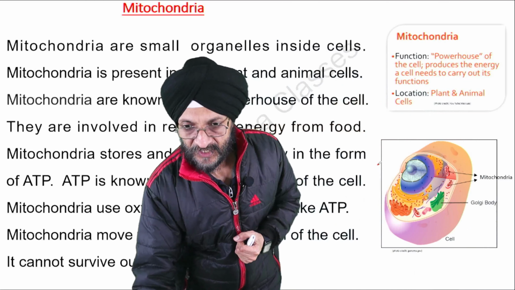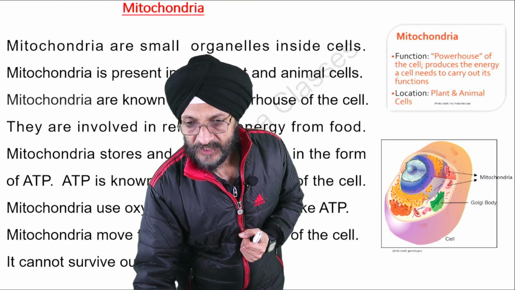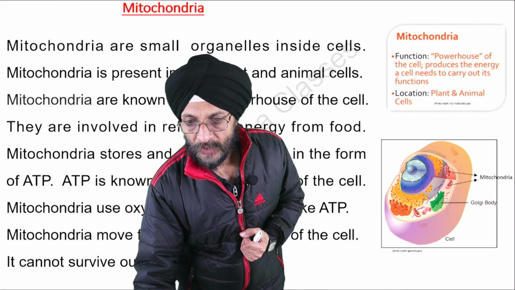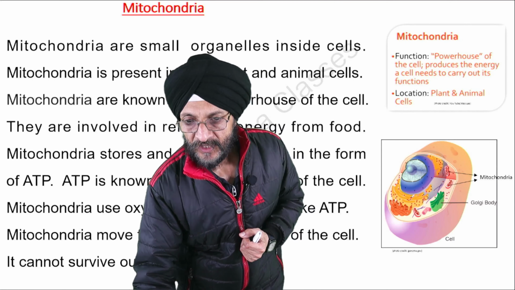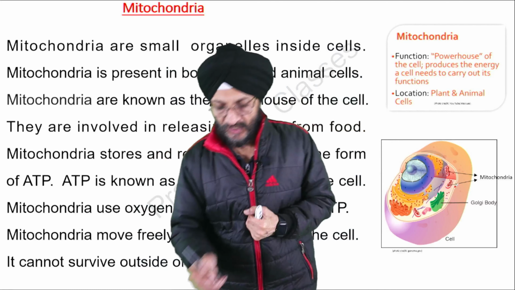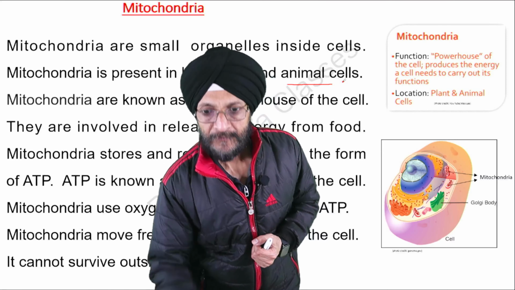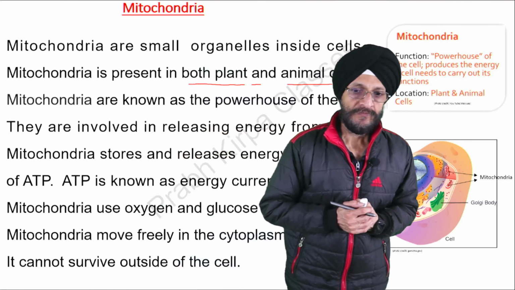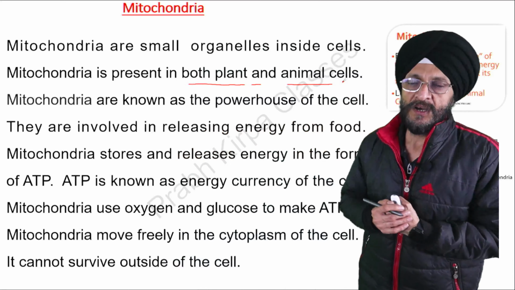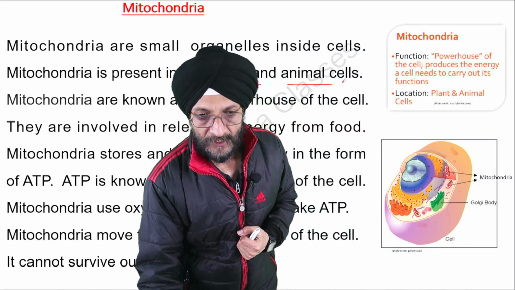You can see in this picture that the other organelles found inside the cell are nucleus, endoplasmic reticulum, Golgi bodies, ribosomes, etc. Mitochondria are present in both plant and animal cells. Mitochondria are known as the powerhouse of the cell.